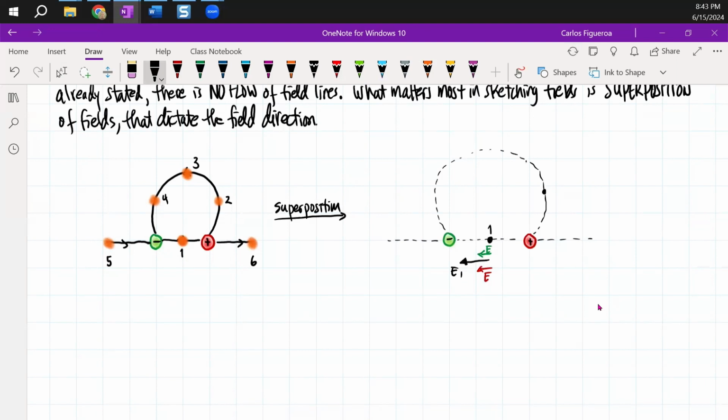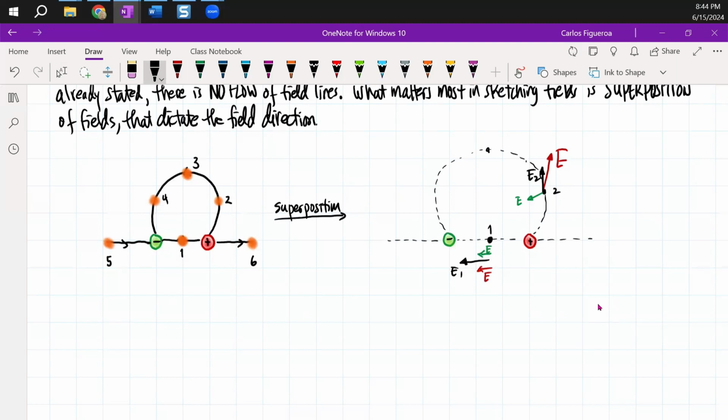So now let's look at 2. If I look at charge 2, now the scaling is going to be a bit odd. But look at the red field. Because the red charge is closer than the green one, I expect it to be a larger field. But the green, because it's farther away, is going to be a smaller field. So if I do superposition of these, the field right here looks like it might be going about right there. So that would be the field of E2.